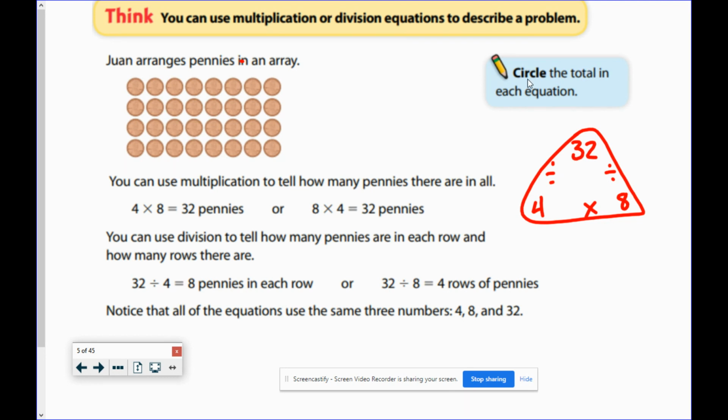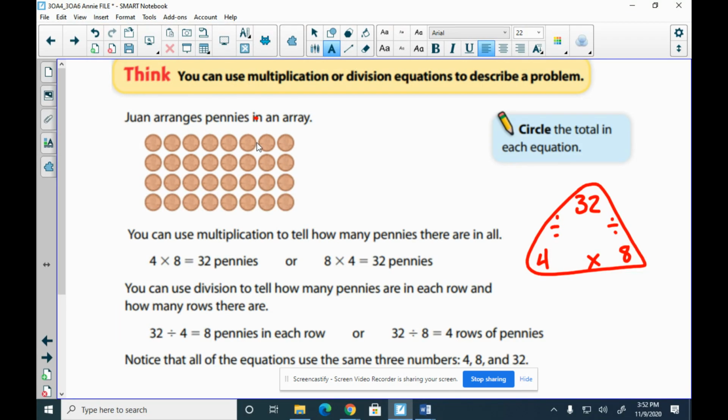If we circle the total in each equation, you can see that the total here is 32. It's on the end. But for a division sentence, the total is at the beginning. So we're going to be noticing that it's at the front or the beginning of a division sentence, but it's at the end of a multiplication sentence.